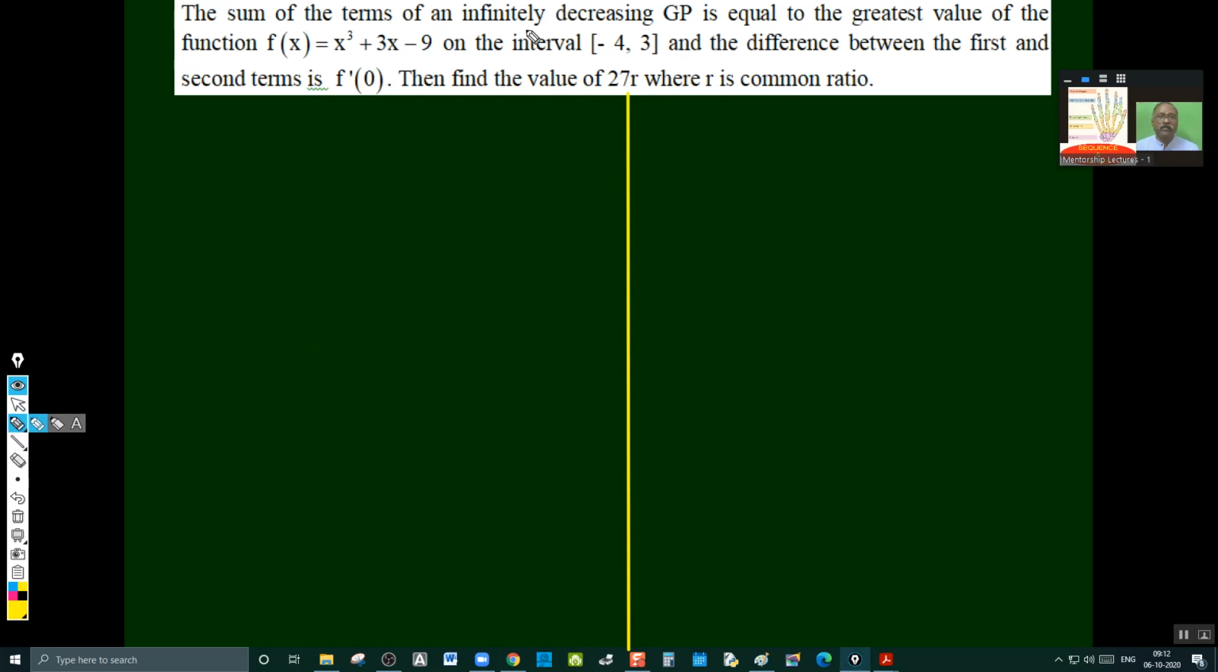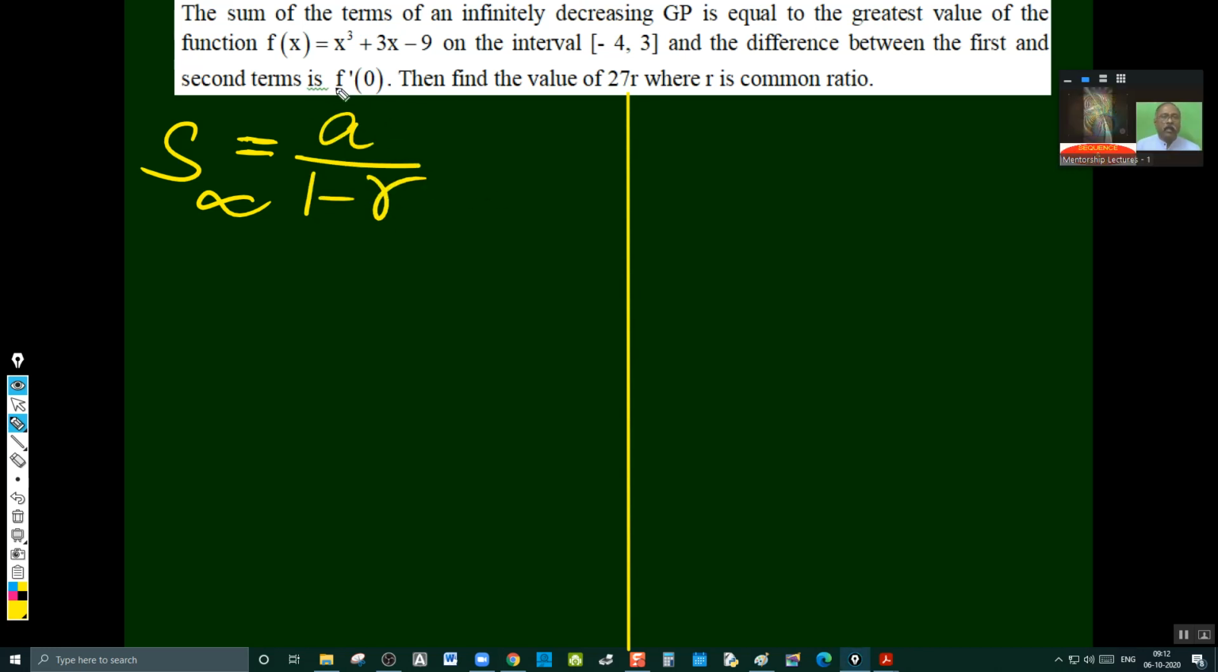The sum of the terms of an infinite decreasing GP is equal to S infinity. Just now I taught you the formula. Yes, Rachit. Yes, sir. बोलो बेटा. Sum to infinite terms, A by 1 minus R. It is given to be... Anyway, you have to find out finally R only. It is equal to the greatest value of the function. जुड़ा दिया एक क्वेश्चन में मैक्सिमम मिनिमम कॉन्सेप्ट को जुड़ा दिया.